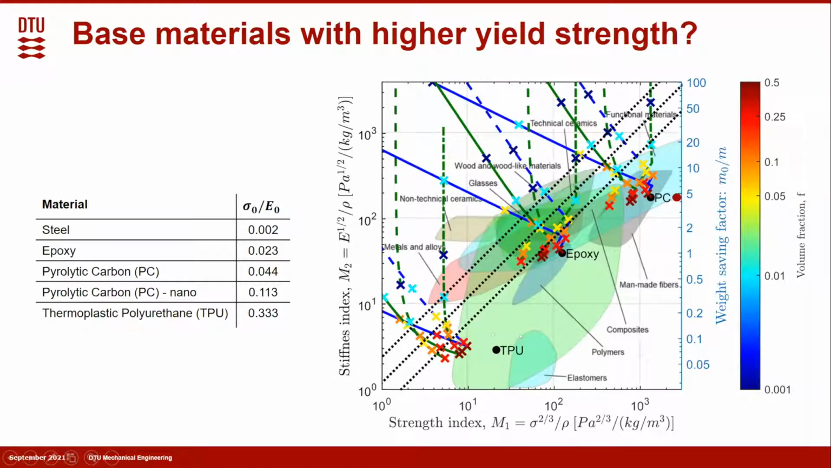But one thing I have to point out, TPU is actually not a good base material candidate in this optimization problem, because none of them can have an optimal beam which has the same width as a solid epoxy. Therefore, in this case, TPU would not be a good base material candidate.